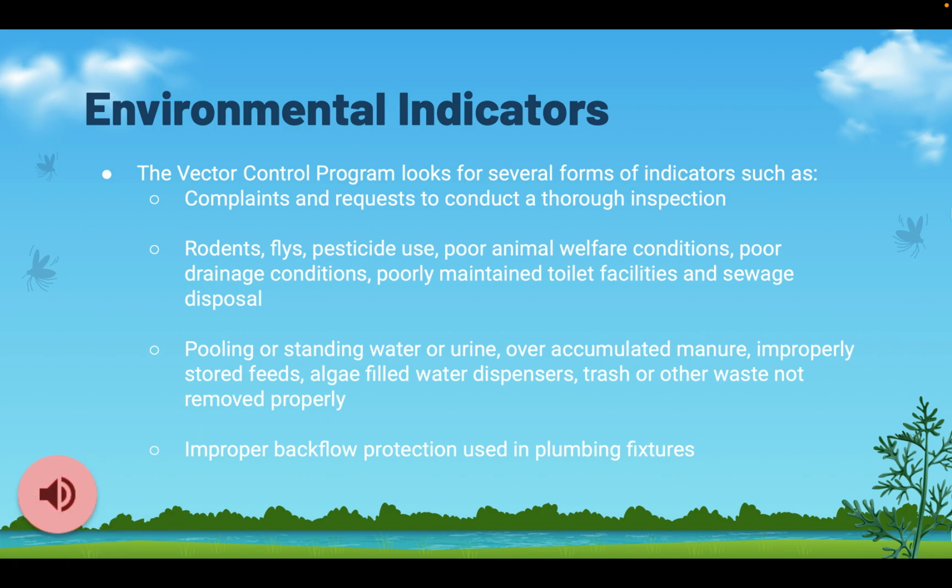In the vector control program, they keep an eye on a range of indicators, and these indicators are crucial for maintaining a healthy community. Some of these indicators include complaints and inspection requests. It's important to have a prompt response time, especially to community complaints and inspection requests, and it is a cornerstone of the program's proactive approach.